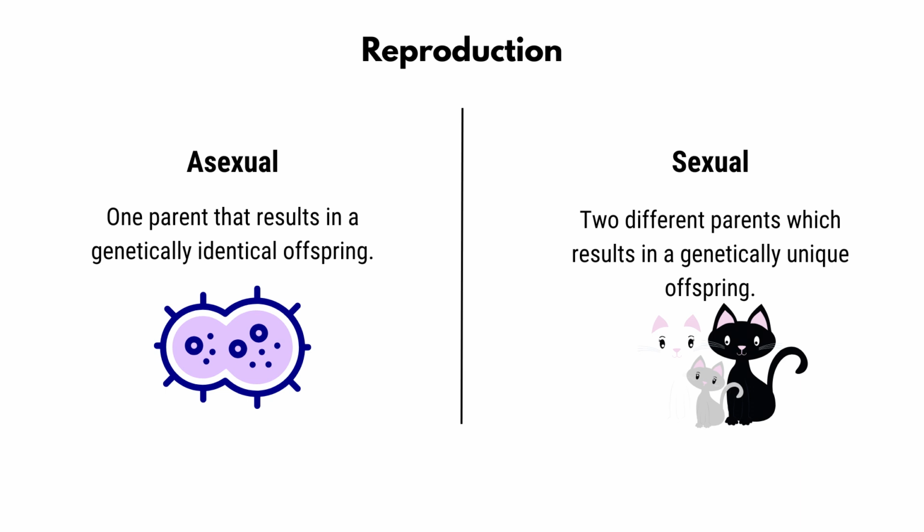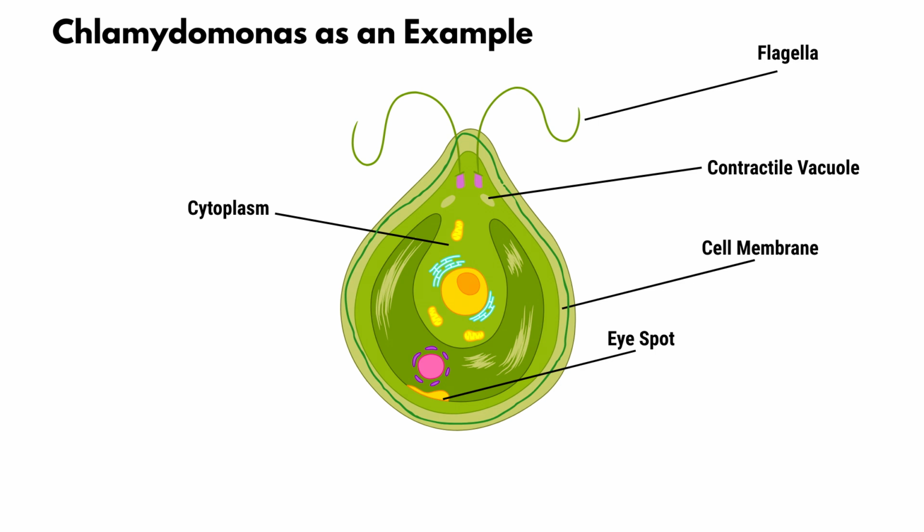Asexual reproduction is where one parent creates a genetically identical offspring. There are no other factors involved, and it usually happens through processes like binary fission. Sexual reproduction is when two different parents breed together, creating a genetically unique offspring. We'll cover more of this in the genetics video, but that is the basics of the process of reproduction. So let's use the single cell organism Chlamydomonas as an example.